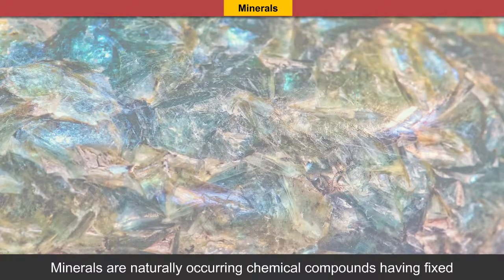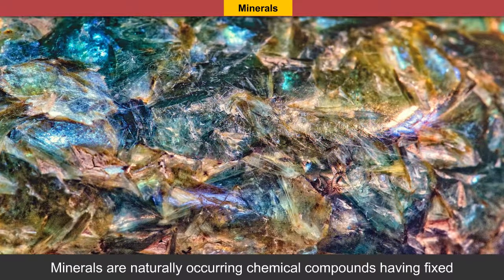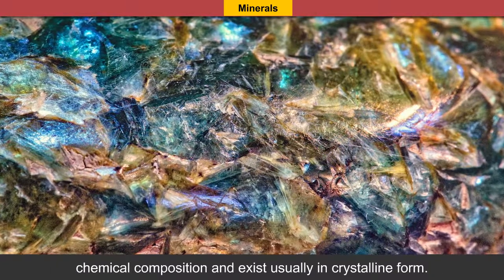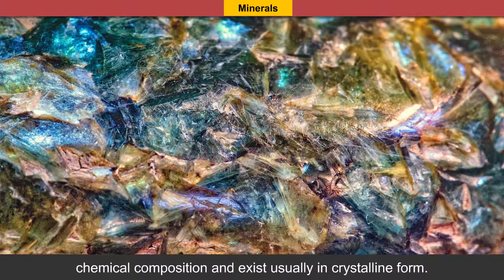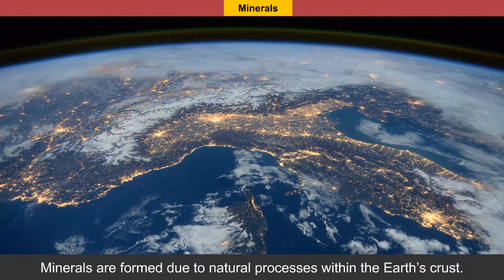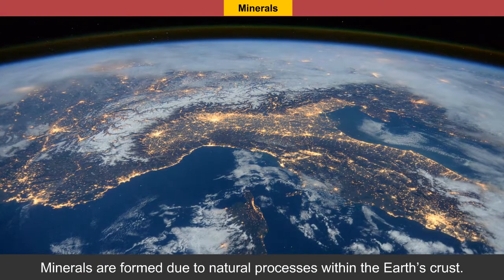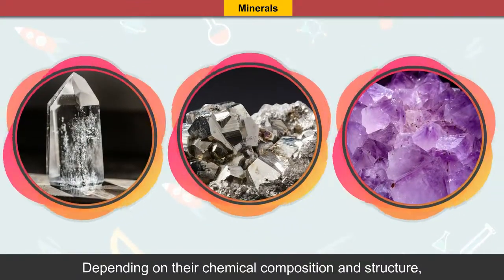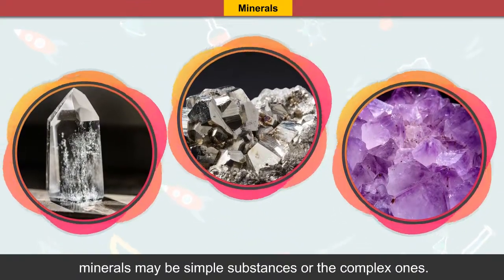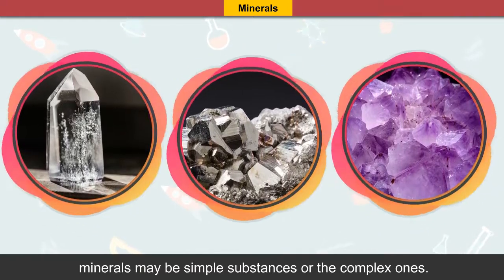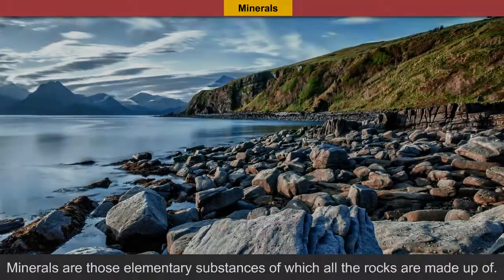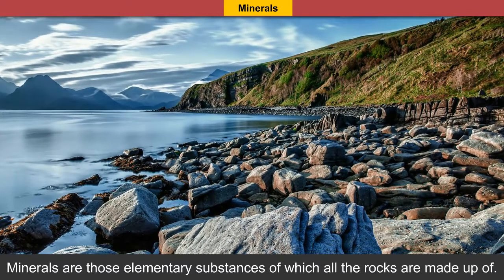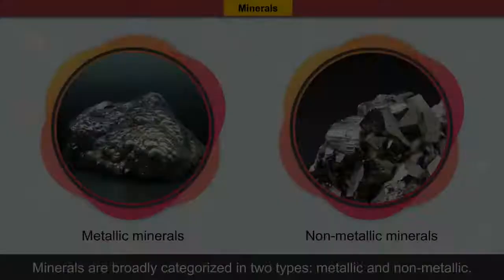Minerals. Minerals are naturally occurring chemical compounds having a fixed chemical composition and existing usually in crystalline form. Minerals are formed due to natural processes within the Earth's crust. Depending on their chemical composition and structure, minerals may be simple substances or complex ones. Minerals are those elementary substances which all the rocks are made up of.